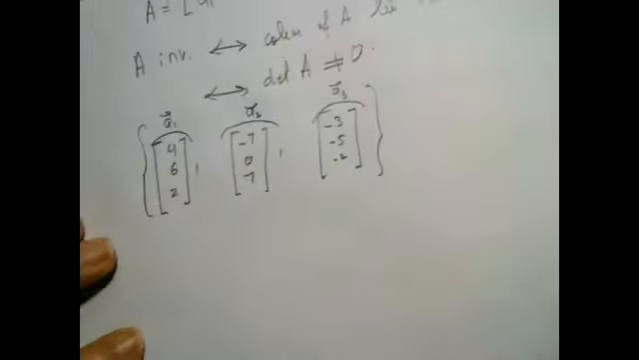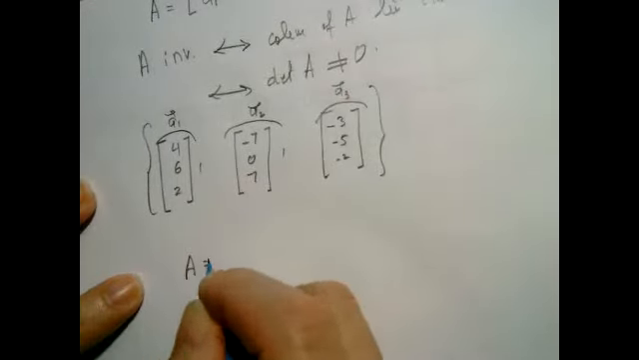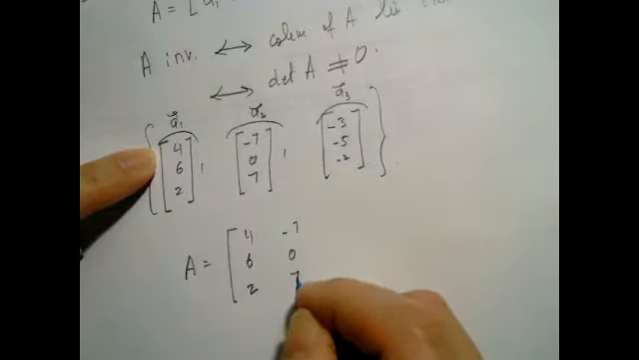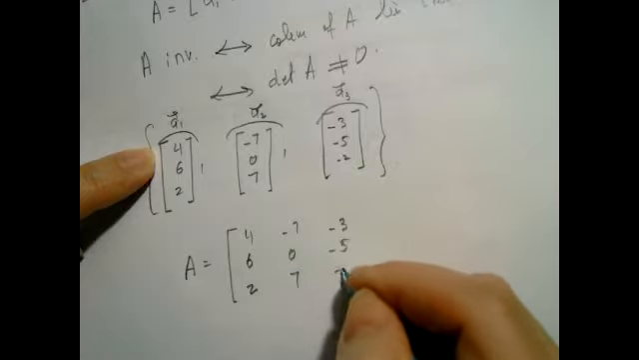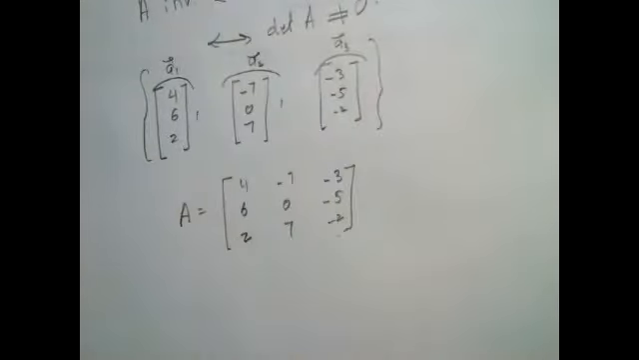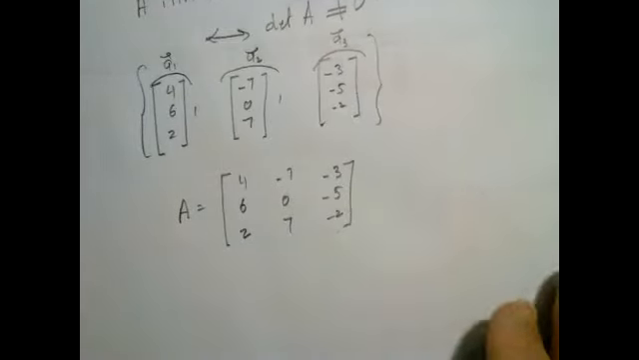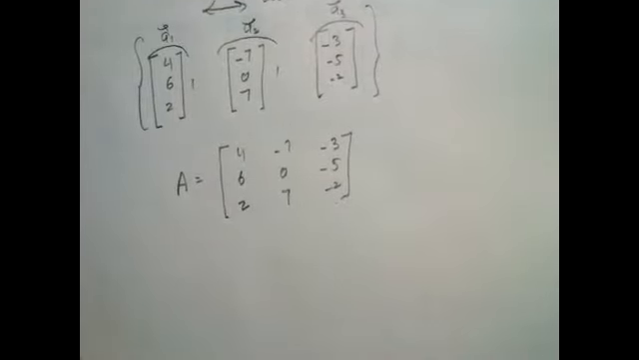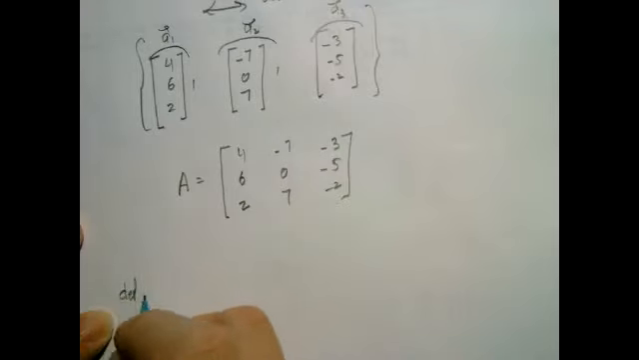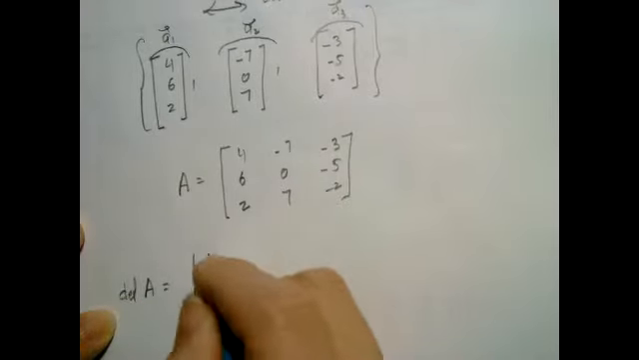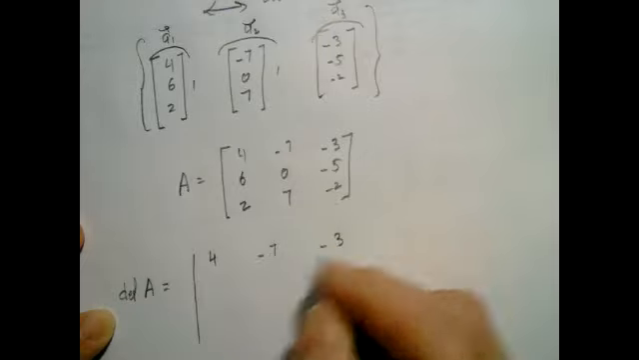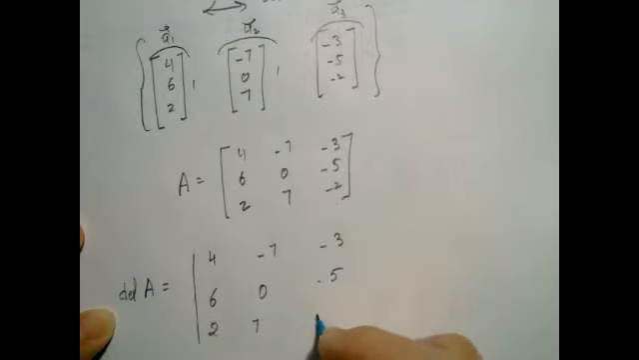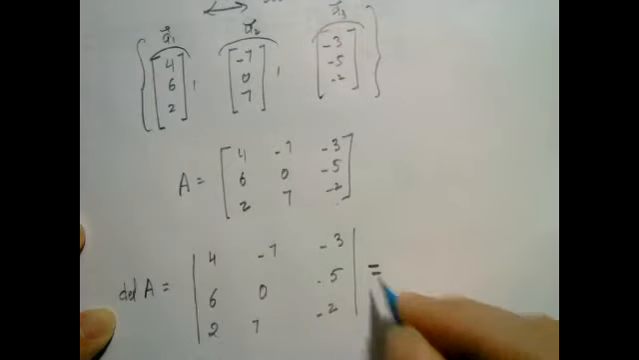And so the idea is I'm going to take the matrix A, whose columns are 4, 6, 2, minus 7, 0, 7, minus 3, minus 5, and minus 2. And I'm going to check the determinant of this matrix. So if the determinant is 0, the columns are linearly dependent. Determinant not 0, the columns are linearly independent. So I just compute the determinant of A. That is 3 by 3.